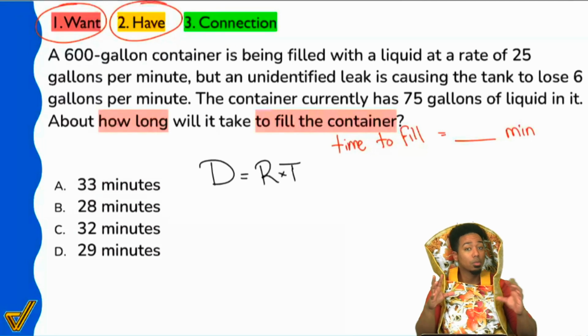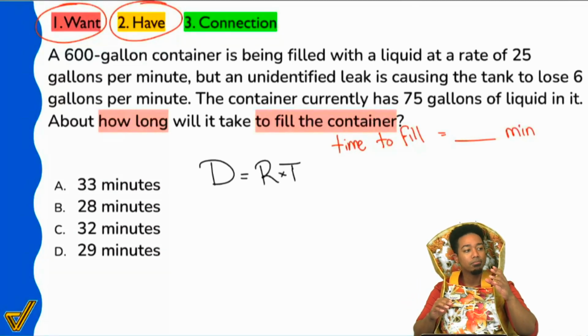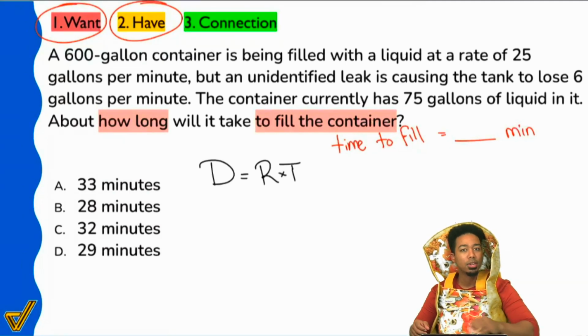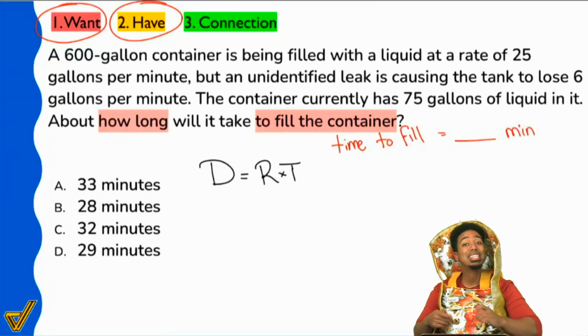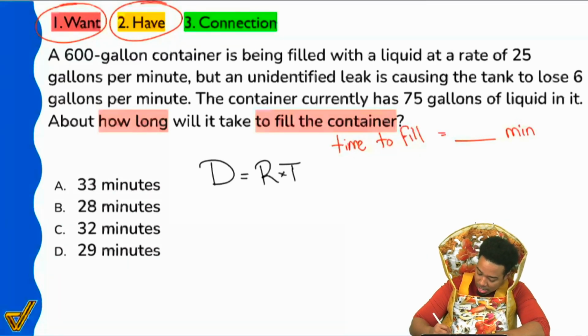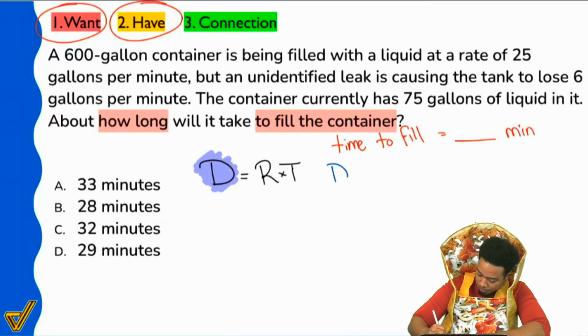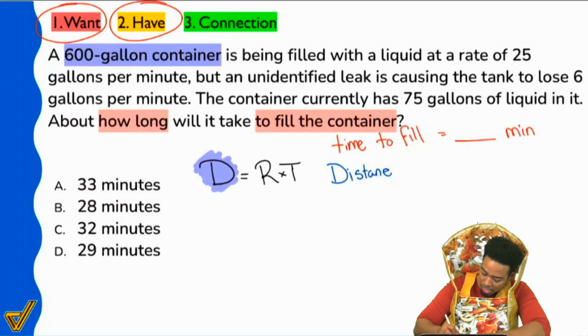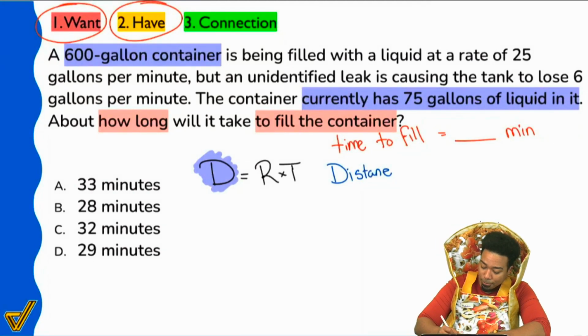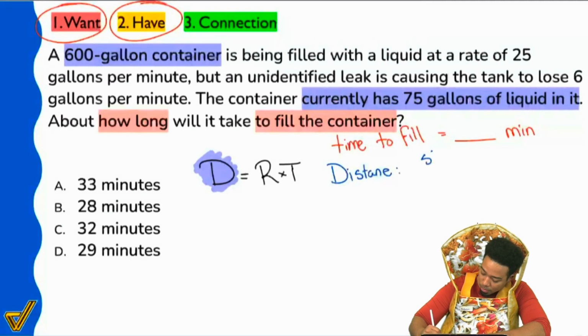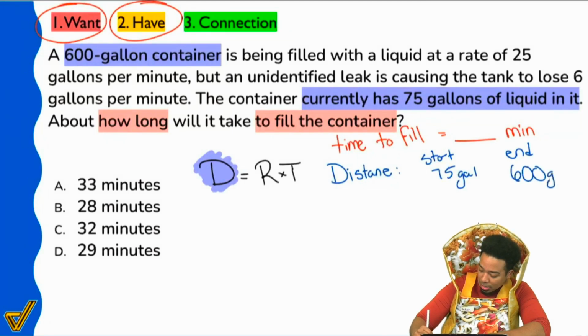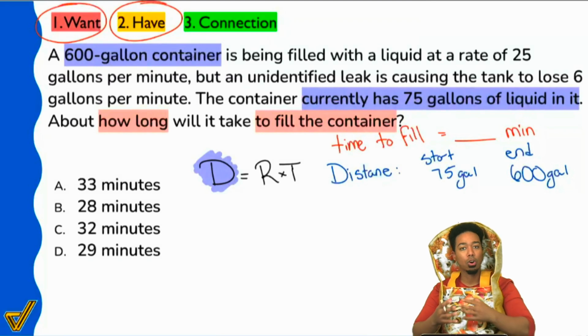Excellent. This is one of the more complicated examples of this type of question, but it can be split up and conquered one bit at a time. The first bit that we're going to talk about is the distance. Let me highlight this in blue. So let's talk about the distance that we are trying to achieve. We see here that we have the 600-gallon liquid container, and we also see that we currently have 75 gallons of liquid in it. So if we start at 75 gallons and we're supposed to end at 600 gallons, what distance are we covering?